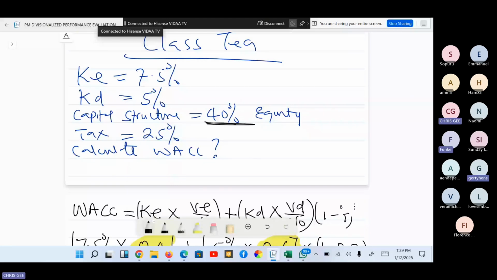Capital structure is always 100%. So if you've given equity 40%, then 60% should go to debt.